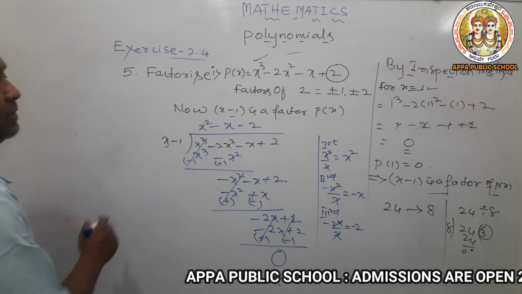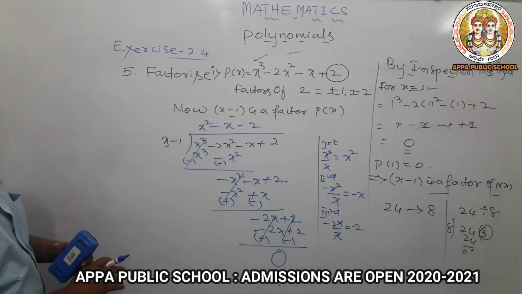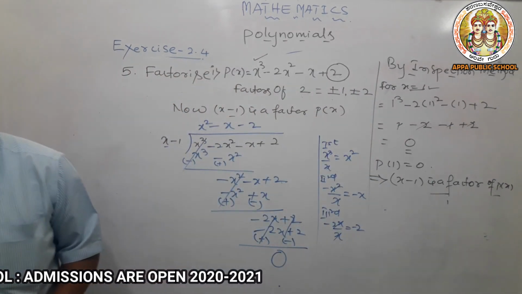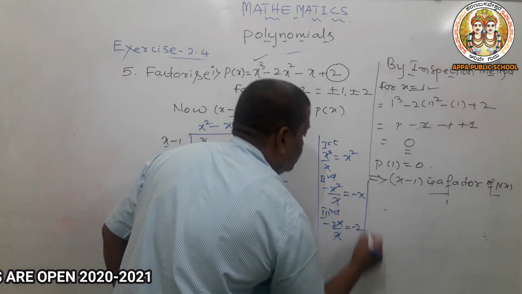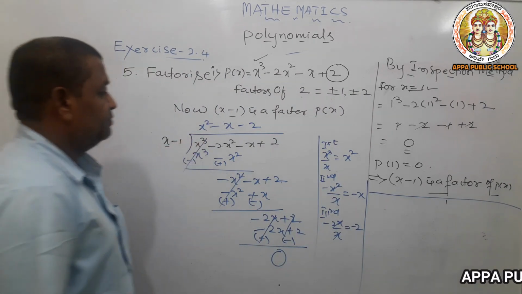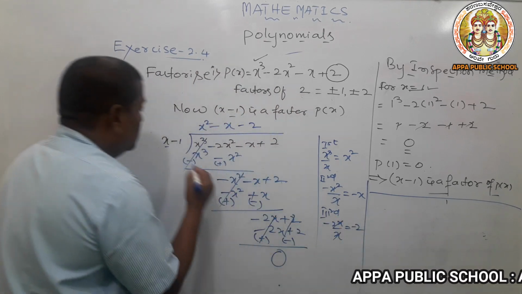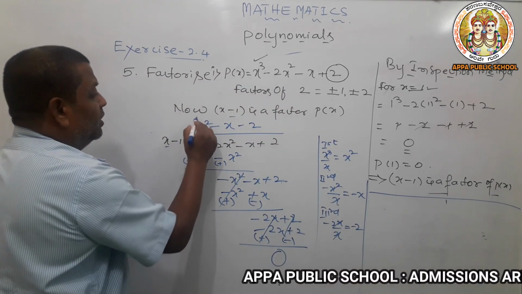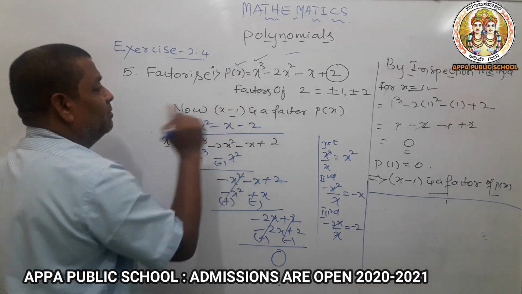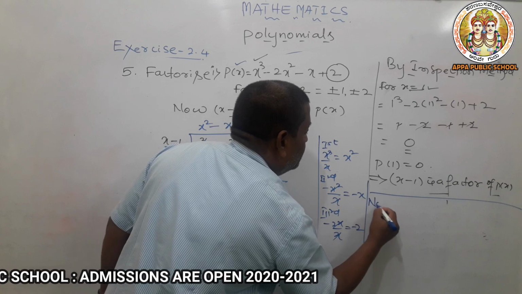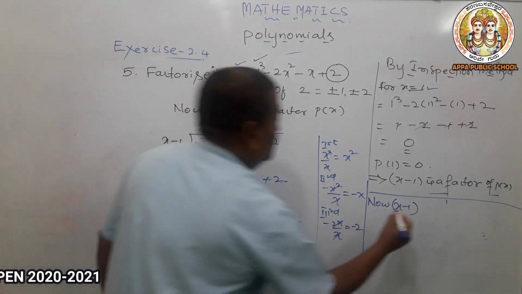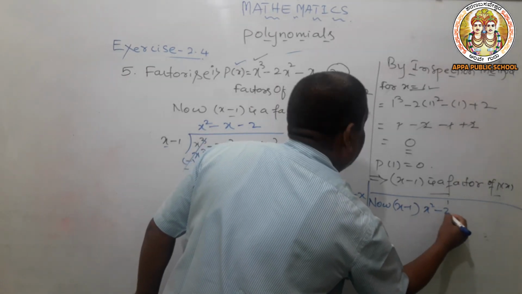Okay, let me do it here, because the whole sum is of 1 only. Shall I use this place? Okay. This is a very big sum, we need more space. Right. Here I am going to show how we are going to continue this sum. So now x minus 1 into x square minus x minus 2 are the factors of this polynomial. You write that: x minus 1 into the remaining x square minus x minus 2.